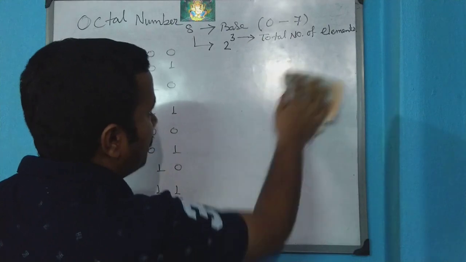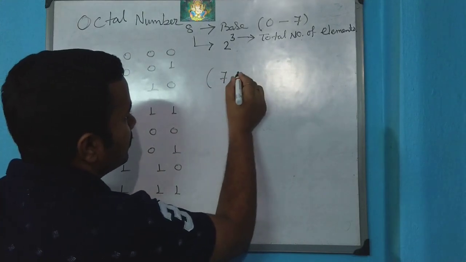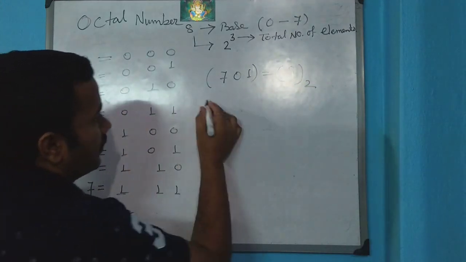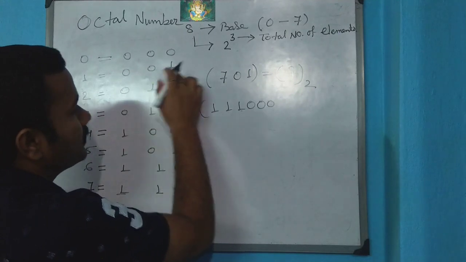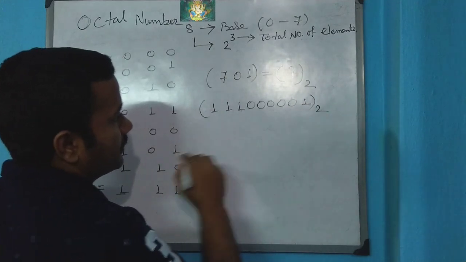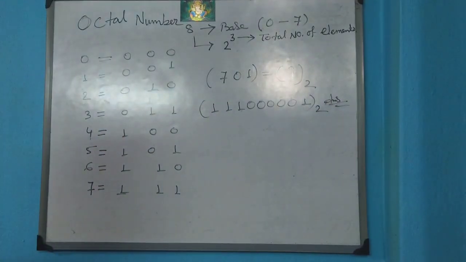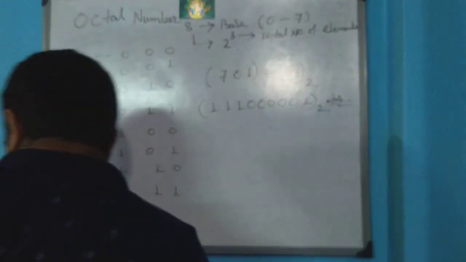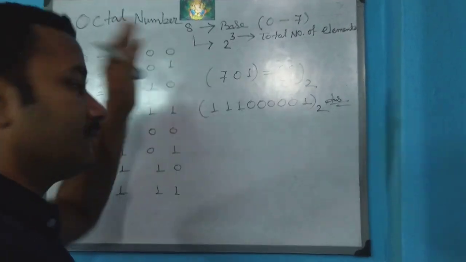Now it is very easy to convert octal to a binary number. Suppose octal 701 equals binary. So 7 means 111, 0 means 000, and 1 means 001. Now it is complete. This is your answer. Very easy and very enjoyable, this calculation for converting an octal number to a binary number and vice versa.